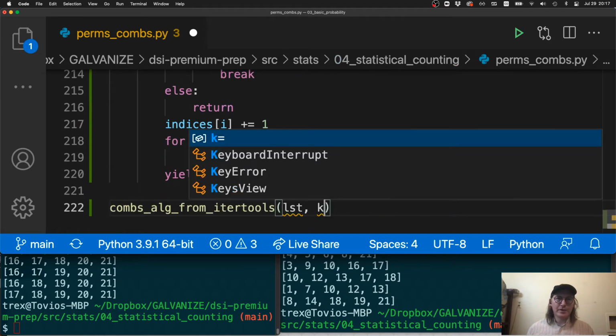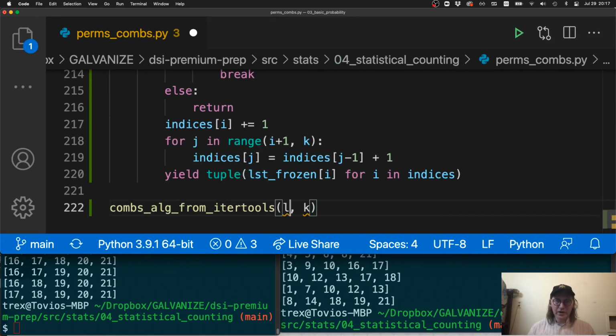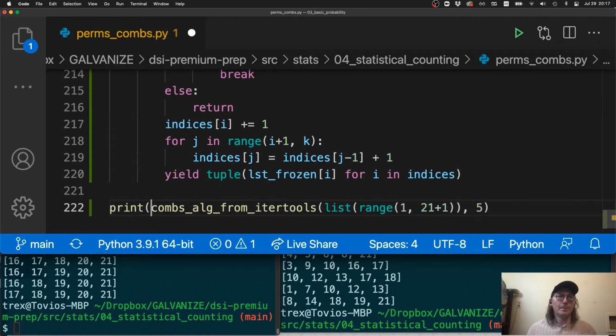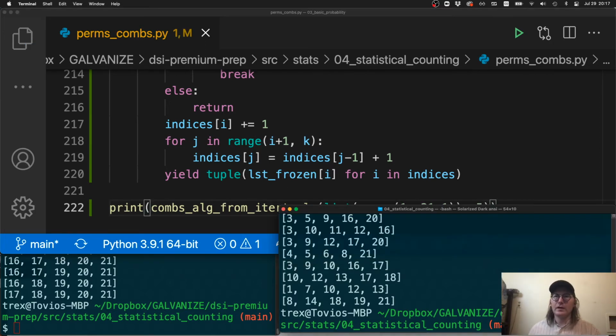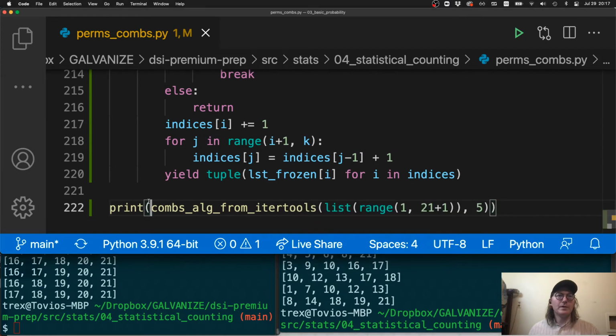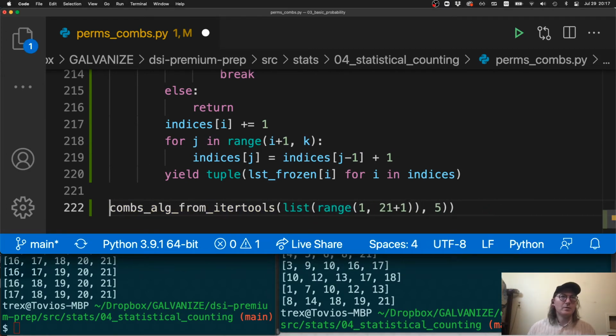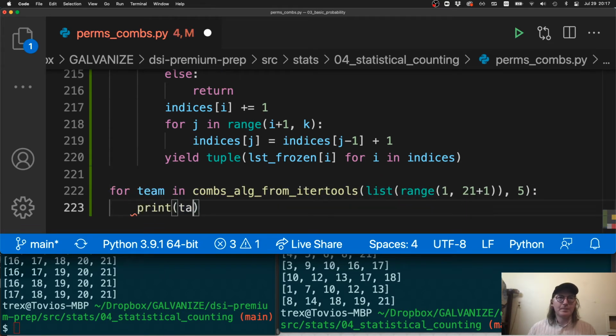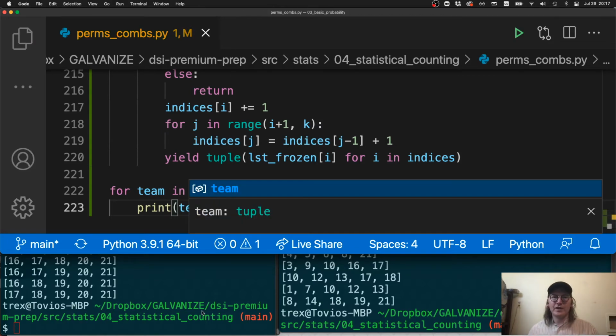And let's do this with our list being the list of range from 1 to 21 plus 1. And let's consider this. So this is the same basketball team problem. 21-person squad, 5 people per potential team. And let's see. Oh, you know what? Let me traverse this. Let me say for team in that, let's print that team. Okay. Just so it's kind of in the same format as before.